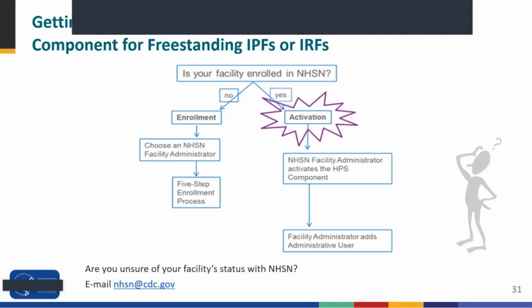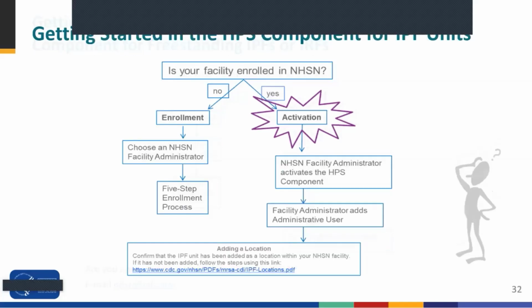Now we'll go over a few points about reporting data for inpatient psychiatric facilities, or IPFs, and inpatient rehabilitation facilities, or IRFs. If your freestanding facility is not enrolled in NHSN, you must designate an individual to be your NHSN facility administrator and then complete the 5-step enrollment process. If your facility is already enrolled in NHSN, you must get in contact with your NHSN facility administrator and ask him or her to activate the healthcare personnel safety component. If you're unsure about your facility status in NHSN, please email nhsn@cdc.gov for more information.